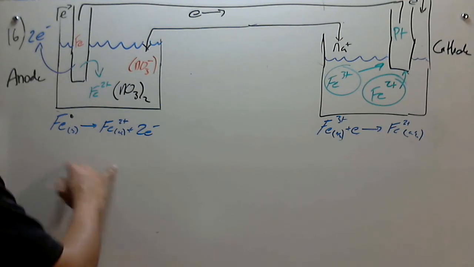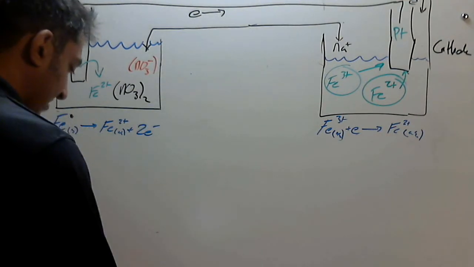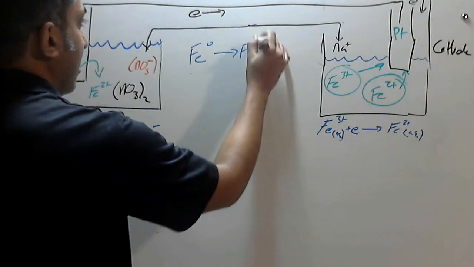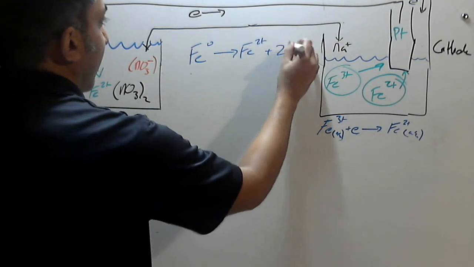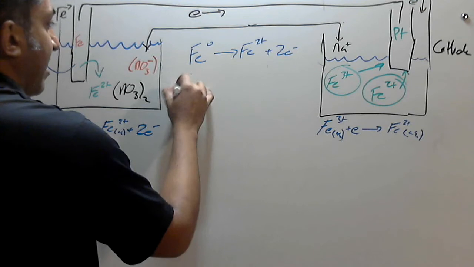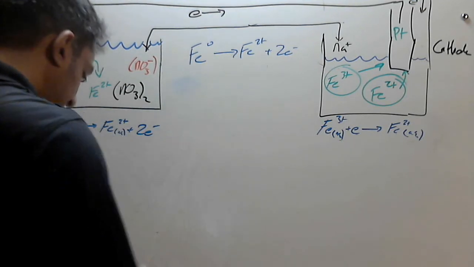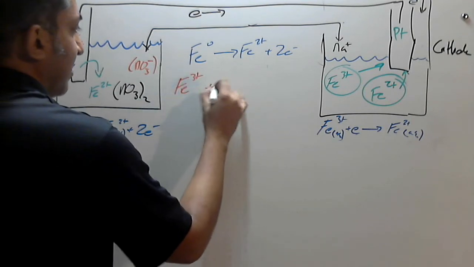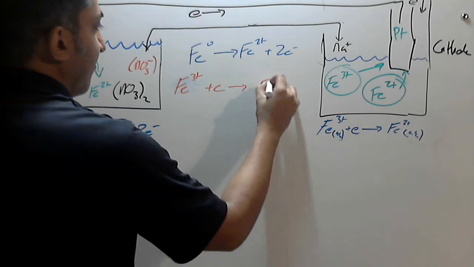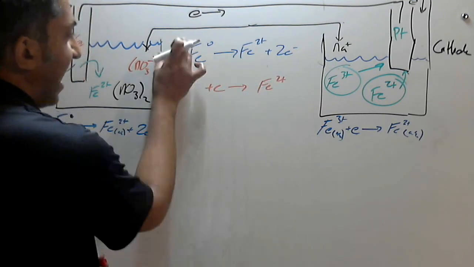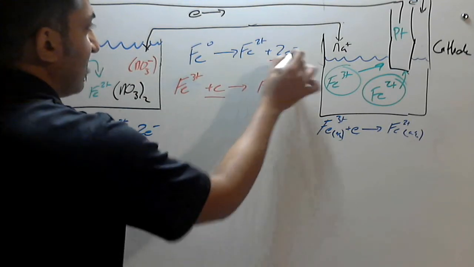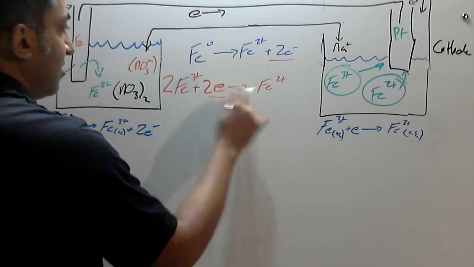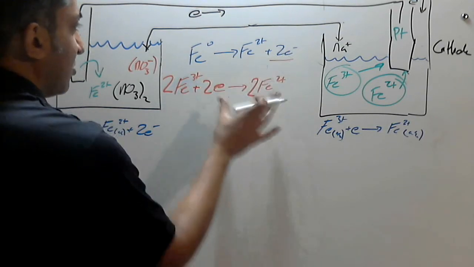So let's talk about these two together. Let's put these right here. This is my oxidation: Fe0 goes to Fe2+ plus 2 electrons. And we're going to use this equation, let's write that in red: Fe3+ plus e- goes to Fe2+. If we want to add these two together, we have to make sure our electrons match. They don't. Let's multiply this by 2. Our electrons match. Let's add them together.